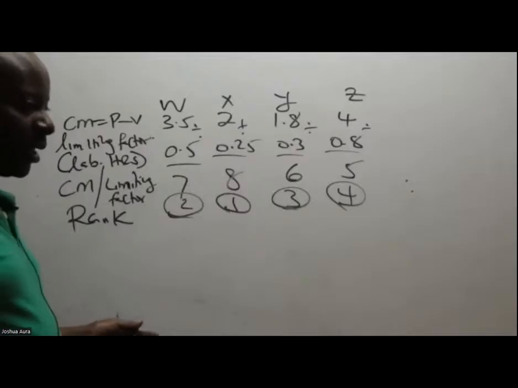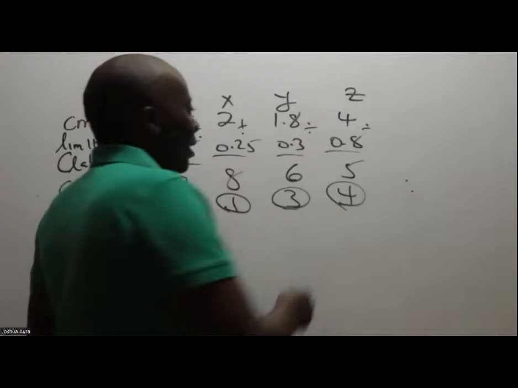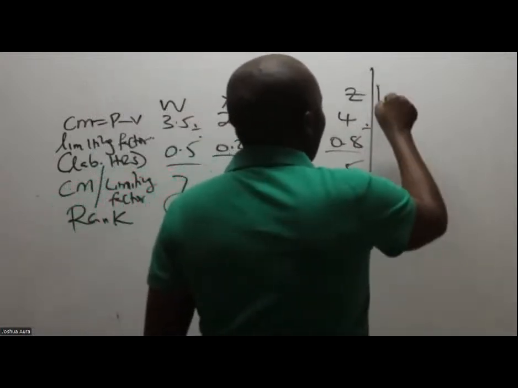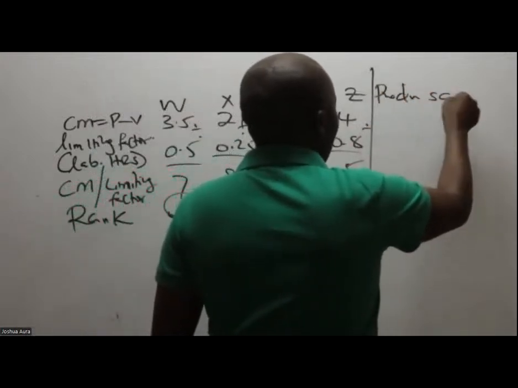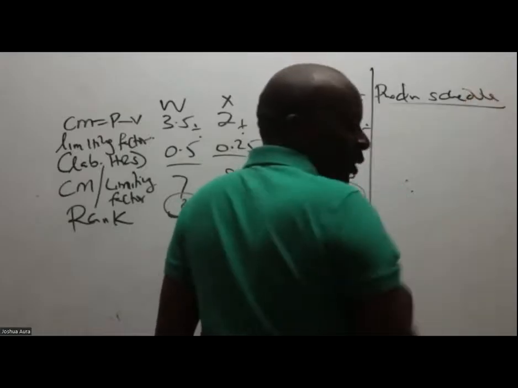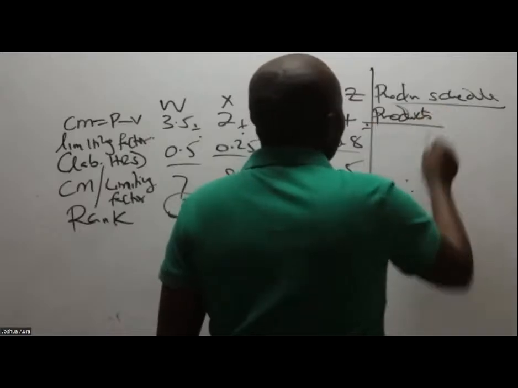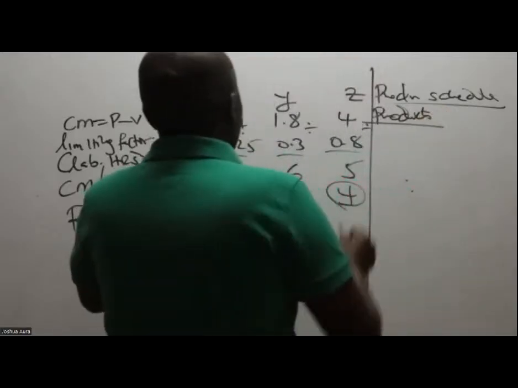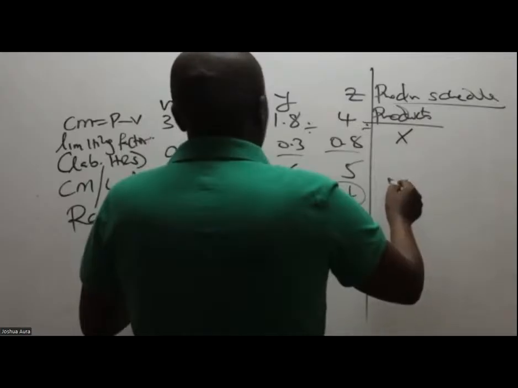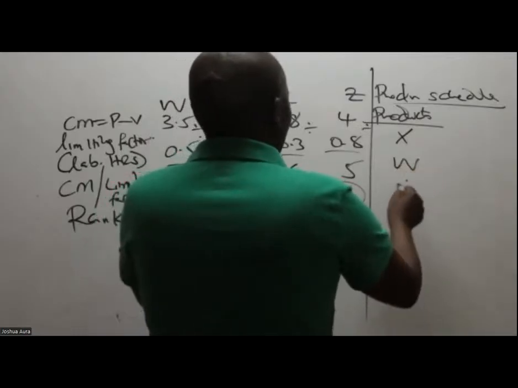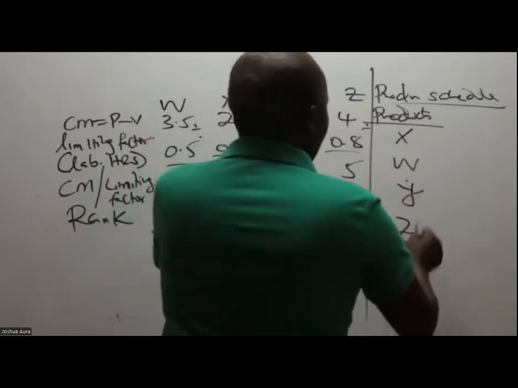Production schedule, isn't it? So you give us the production schedule. Come and give us the production schedule. So we have our products as per the ranks. As per the ranks, we have X here, we have a W here, we have Y there, we have Z there.